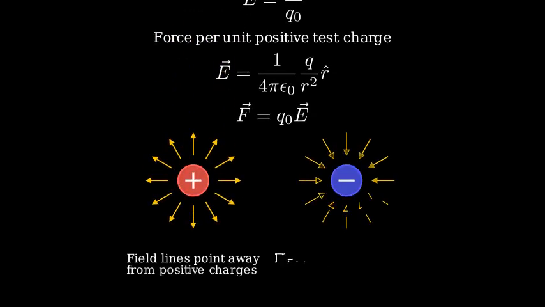We often visualize electric fields using electric field lines. These lines point away from positive charges and toward negative charges. The density of these lines indicates the strength of the field. More lines means a stronger field.